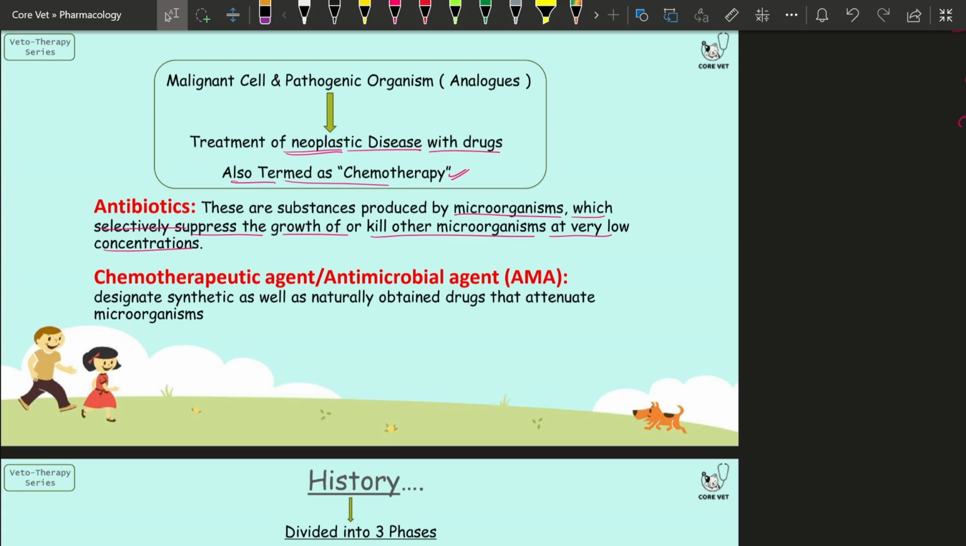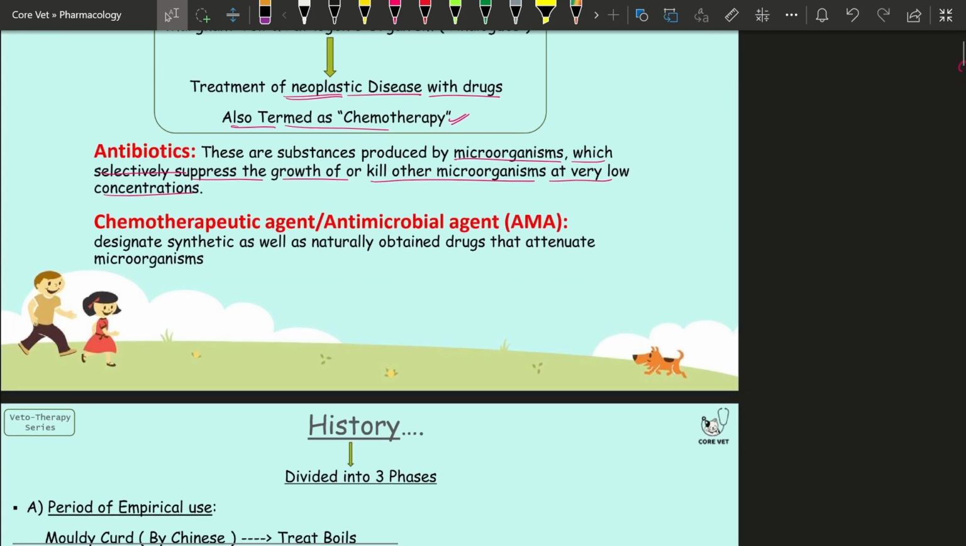So what are chemotherapeutic agents or antimicrobial agents? These are either synthetic or naturally obtained drugs that are going to attenuate the microorganism, meaning they are going to weaken the microorganism.